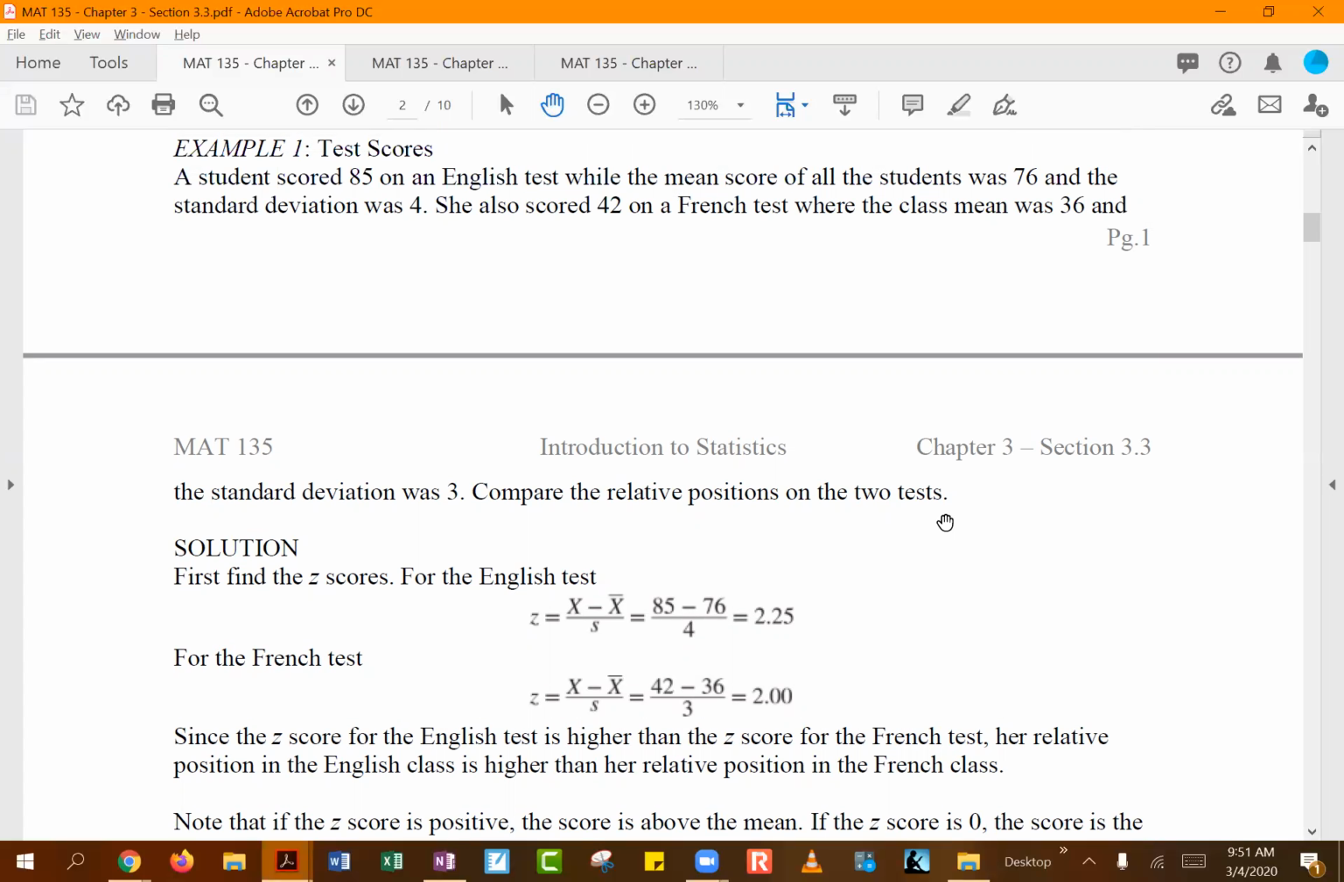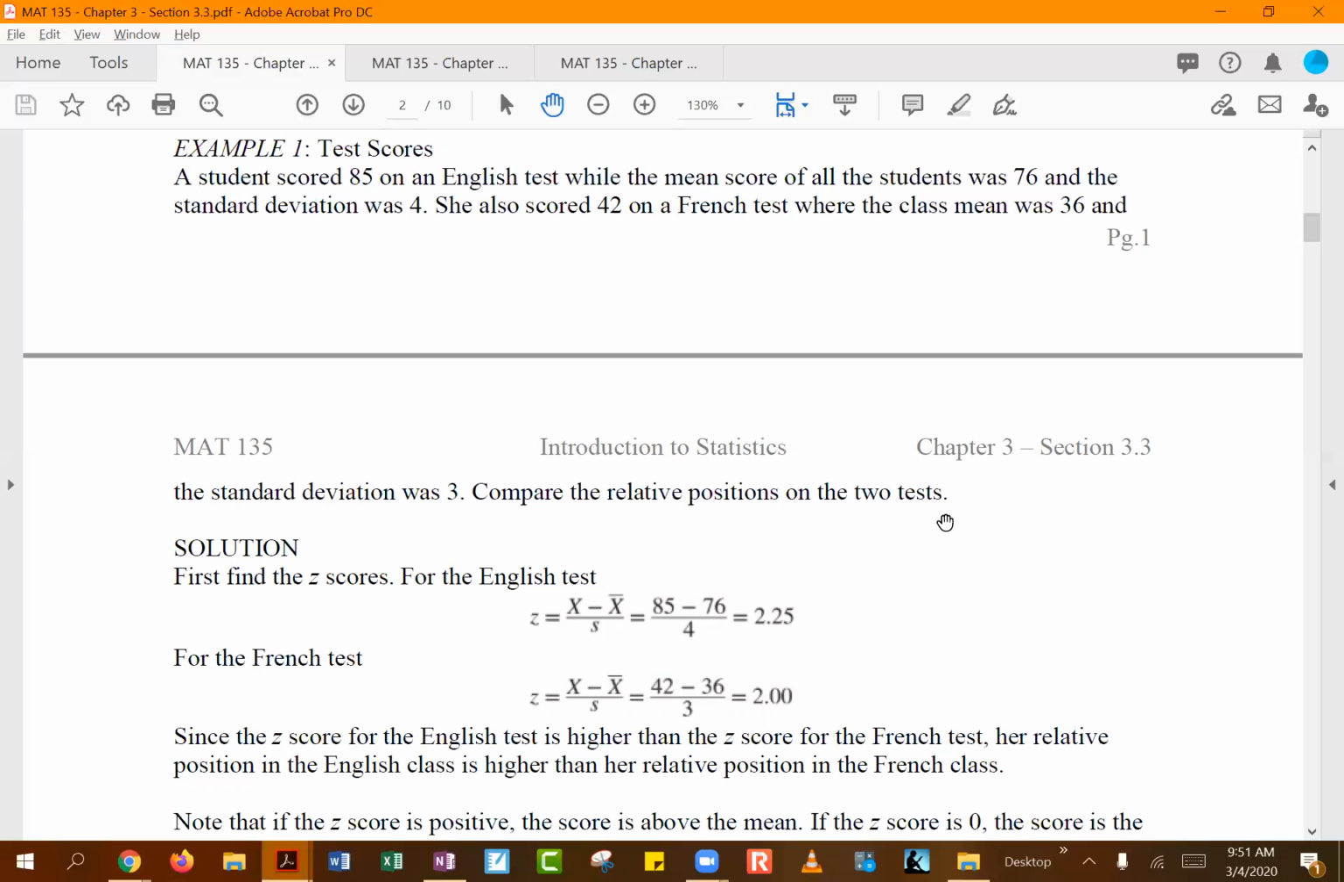With her French test, she scored 42. The class mean was 36, and we're dividing this by a standard deviation of 3. So she's 2 standard deviations above the mean, which means she still did really well compared to the mean for the class, right? But out of the 2, which one did she do better on? English, because she is further away from the mean in this case. So since her positioning is on the higher end of the scores, she did better.